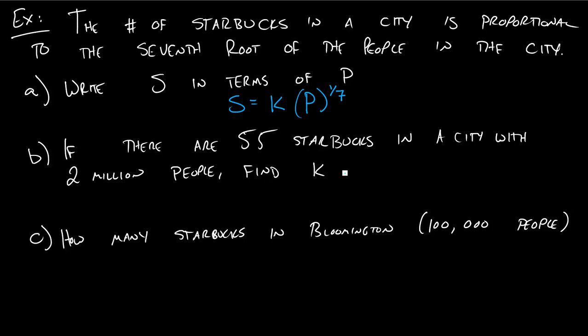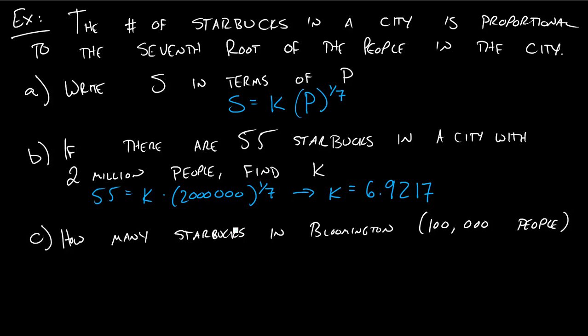Now the next problem is where they give us enough facts to figure out what k is. Notice k is the unknown thing that we need to solve for here. And so they give us an input-output pair, just like before. If we have 2 million people, that's our input, we get an output of 55 Starbucks. So 55 equals k times 2 million to the 1 over 7. Now this is something you can do in your calculator. If you type in 2 million to the 1 over 7 and do 55 divided by that number, you'll find that k is equal to 6.9217.